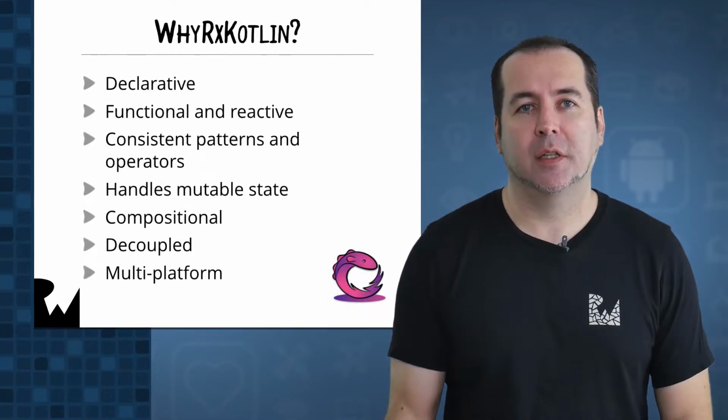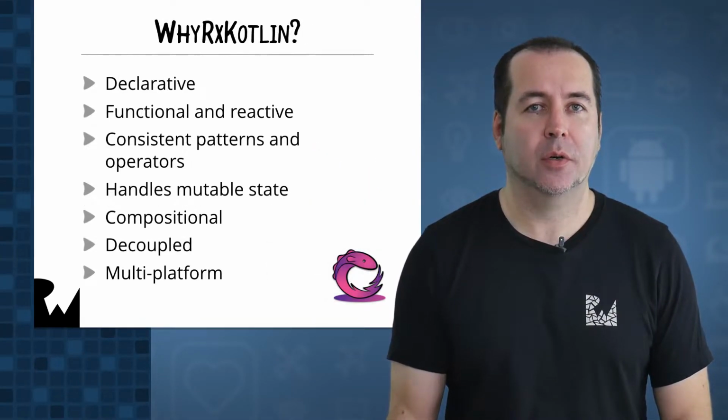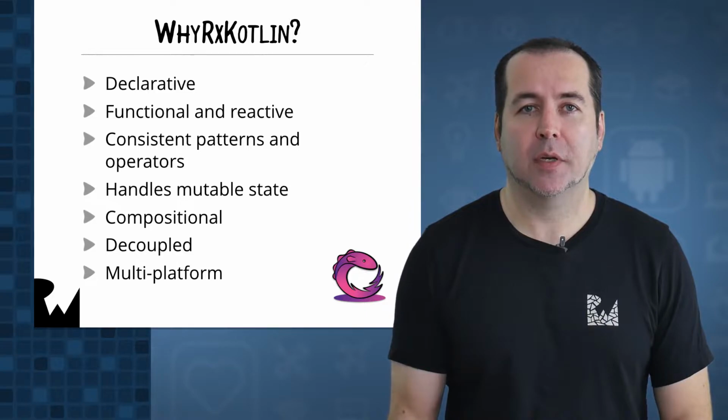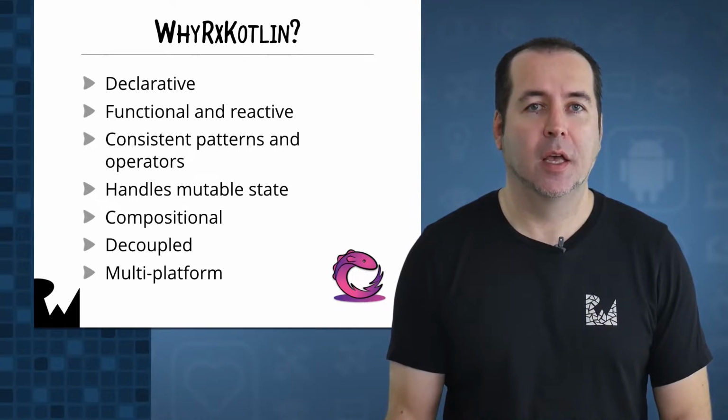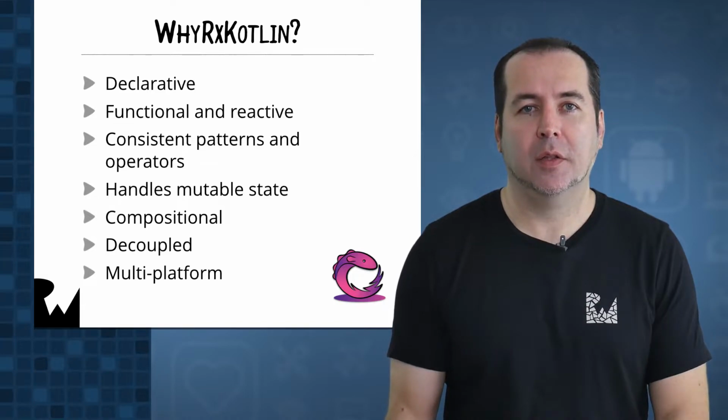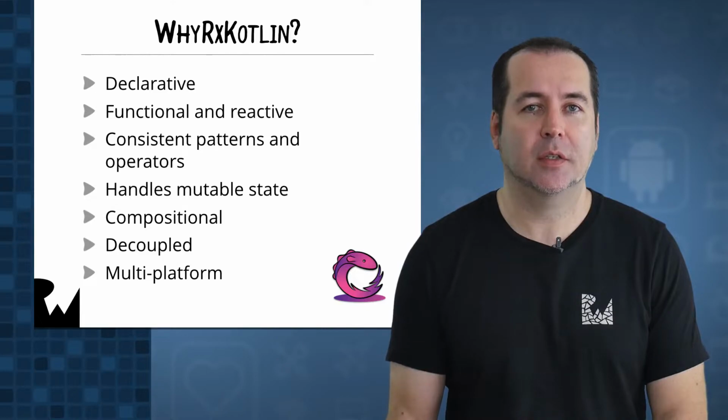It allows you to write declarative, asynchronous, and concurrent code that embraces some great aspects of functional and reactive programming, based on consistent patterns and operators, which, remember, adhere to the Rx standard shared across multiple languages and platforms. RxKotlin helps to avoid unexpected side effects by properly handling mutable state.